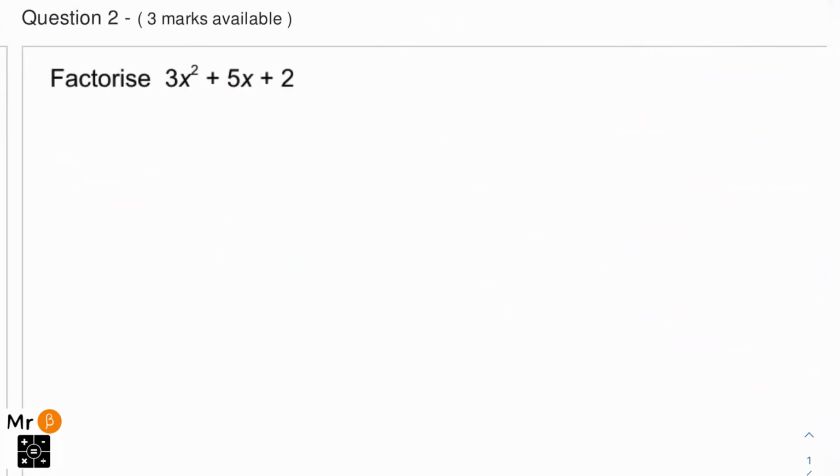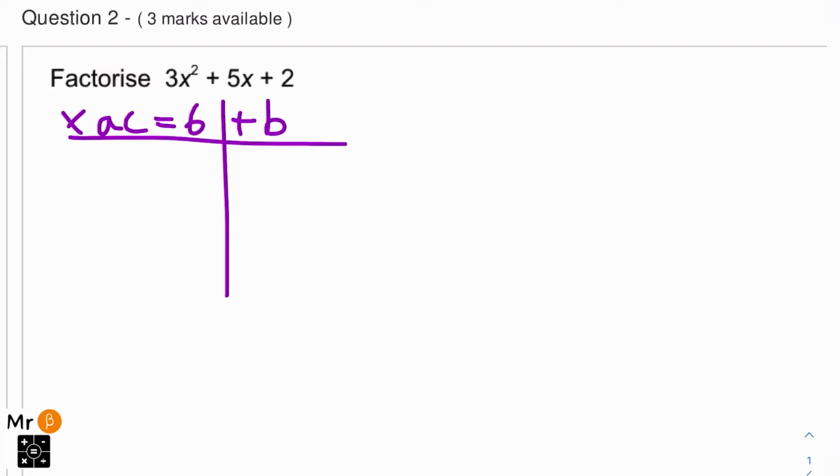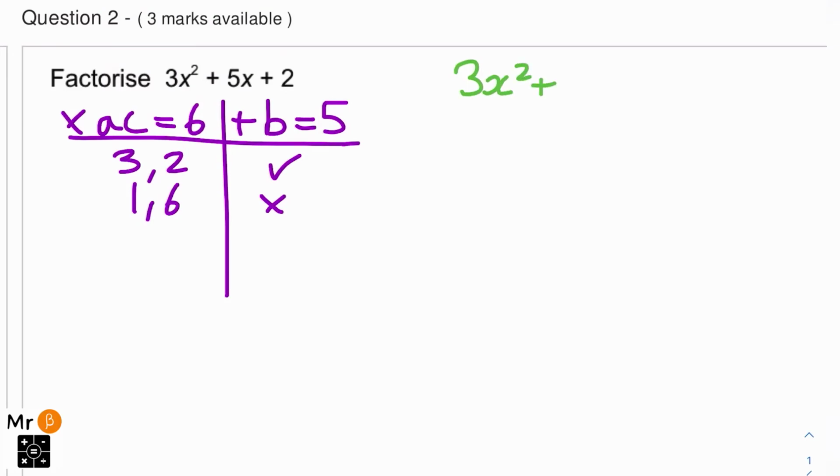Our second question, again I'll talk through the process. So we've got to times to make a c, which in this case is positive 6, and we're adding to make b, which in this case is 5. So we write down our factors of 6 and we select the correct one. We rewrite our question out, but using the 2 answers listed above.